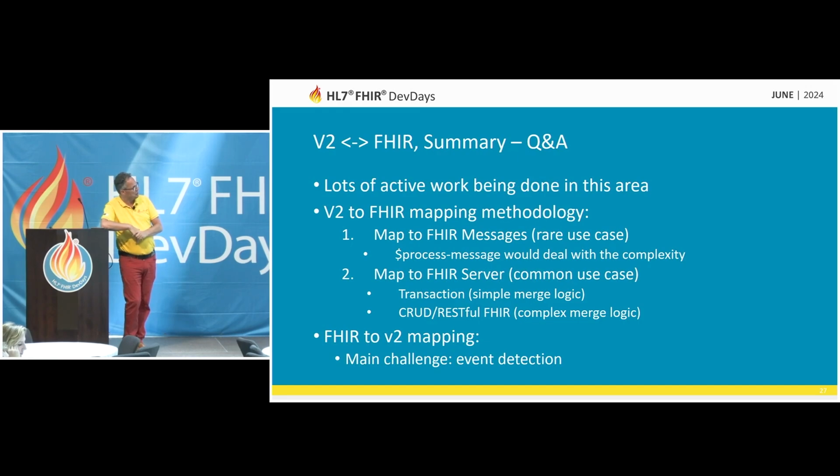With FHIR to version 2 mapping, the main challenge is event detection. You've got this database that's chock-a-block with all sorts of FHIR resources, and how do you detect new patient admitted, or lab result updated, or the usual version 2 trigger events, in a FHIR context? For some things it's easy, but there are quite a few version 2 trigger events that are difficult, if not impossible, to detect if you're just passively looking at a FHIR resource repository.